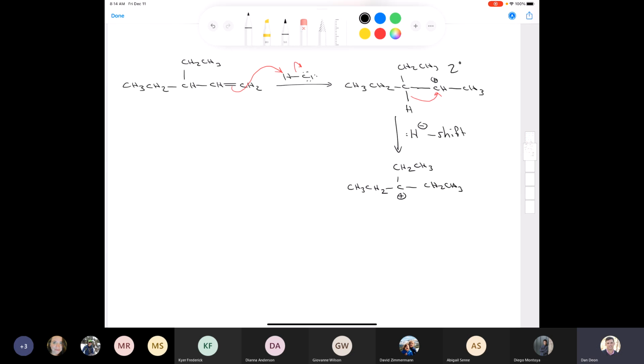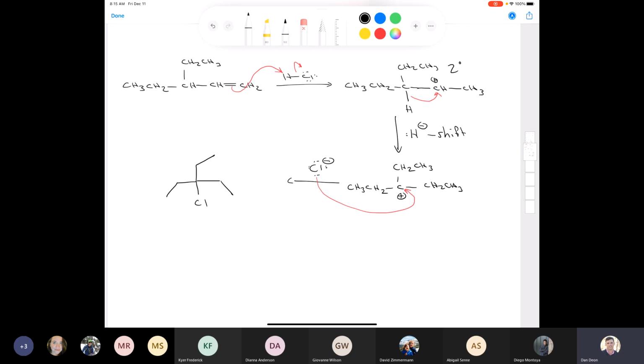And now the chloride can come in as our nucleophile. And we're going to get nucleophilic attack like that. And then we're going to end up with our final product. I'll just draw the bond line structure of the final product. So we have an ethyl group, another ethyl group, and another ethyl group, and we have our chlorine like that. So there's our final product.